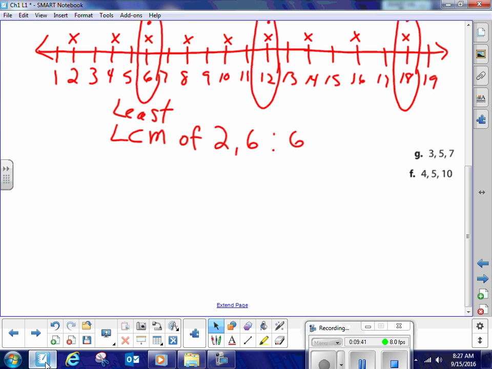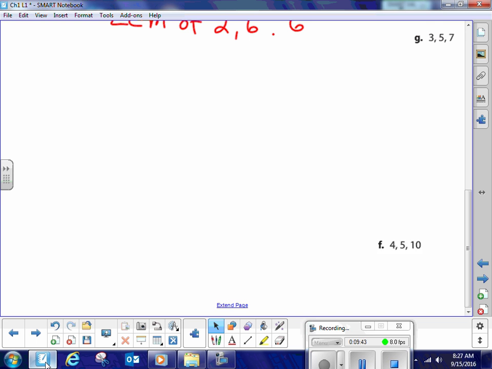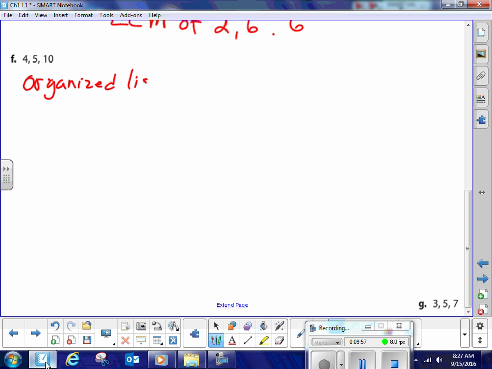The next one that I want to show is F here, and this one I'm going to use the organized list method, or writing multiples of it. All right, so this is the organized list method. Okay? So write down your numbers.